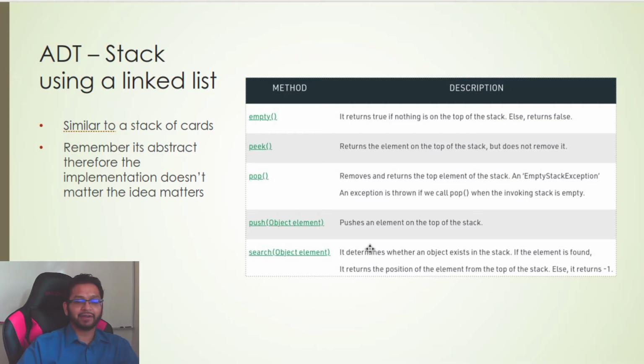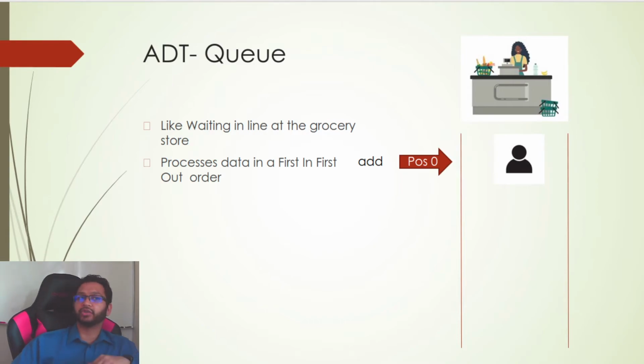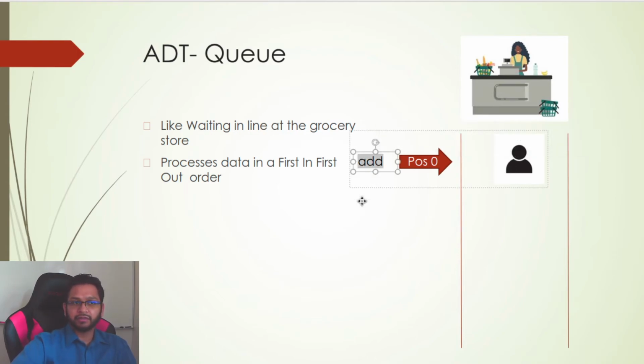Now that we have this understanding of what a stack is supposed to do, let's look at another abstract data type. Let's look at something called a queue. A queue is similar to waiting in line at a grocery store. When you're waiting in line at a grocery store, the first person that goes in is going to be the first one that's seen. So we have, let's say, a human being here, and they're checking out groceries. One person comes in line, and again, we're going to use add and remove, but we'll change that to what it's supposed to be later on.